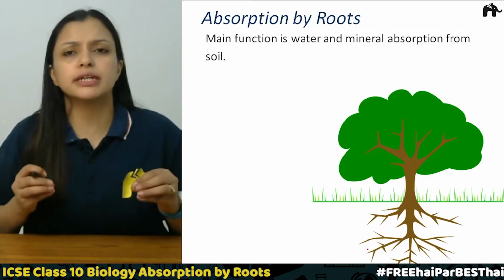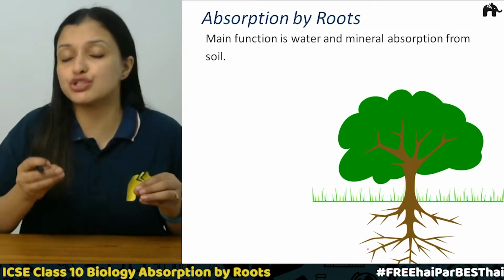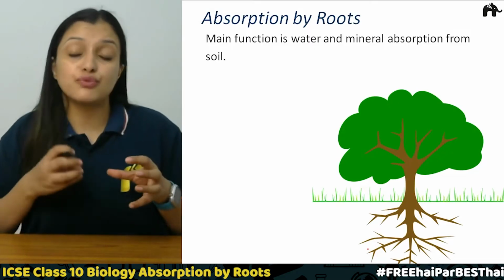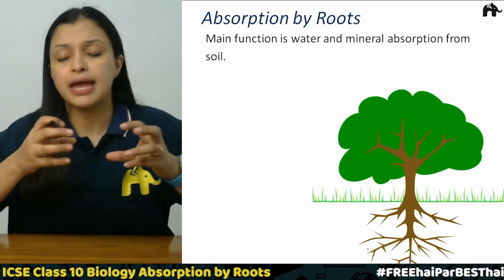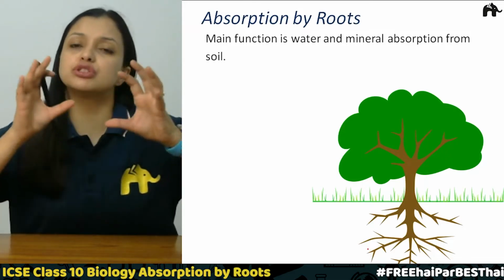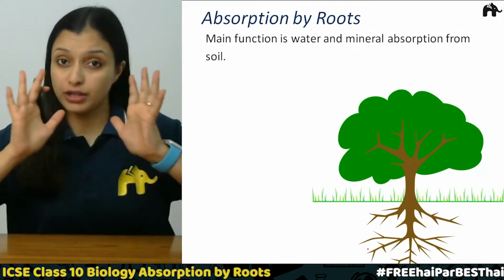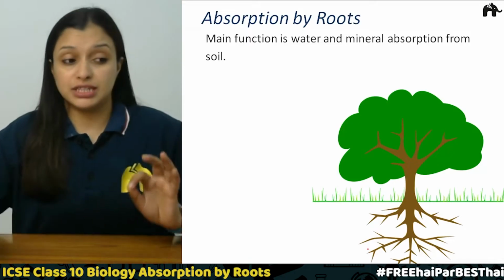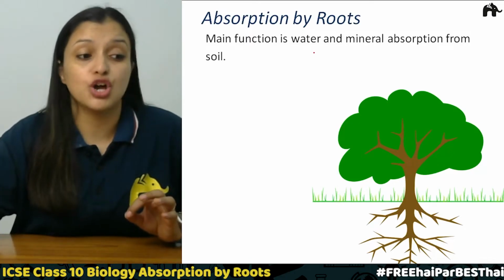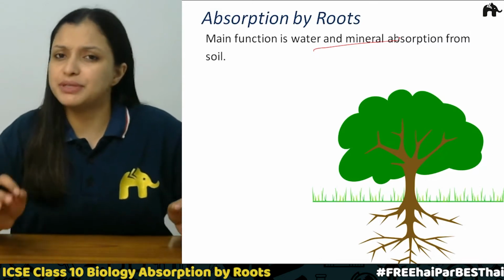So these water and minerals are very important. These are the life sustaining functions of the roots. Now when this water and minerals are absorbed, they are conducted to the stem, and from the stem they are sent to the different parts, the branches, the leaves, and all the other parts where the water and minerals are required. So this is the main function of the roots, absorption of water and minerals, right?